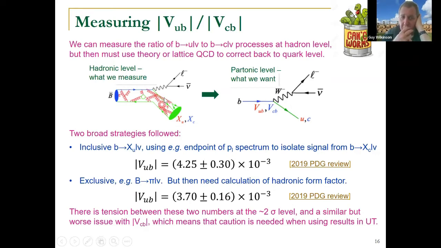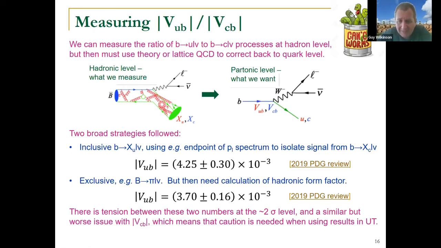There are broadly two strategies. One is inclusive, where you look at the momentum spectrum of the lepton. You don't ask exactly what the meson is decaying to, you just demand that the system is light and therefore consistent with a charmless system. The other is where you fully reconstruct an exclusive decay, B to pi l nu for instance, which would give you the VUB transition.